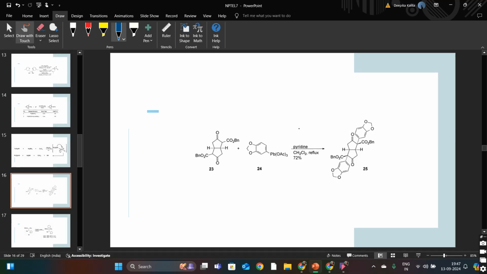So in this particular case, what you can expect is that in both these two centers we have acidic protons present, because of the presence of this electron withdrawing COOBn ester functionality, and also the newly generated carbanion can undergo conjugation with the carbonyl groups which are adjacent. So in presence of pyridine base, we can generate carbanion on these two centers. Then the carbanions which are generated can undergo addition to the lead center and result in the leaving of acetate groups.